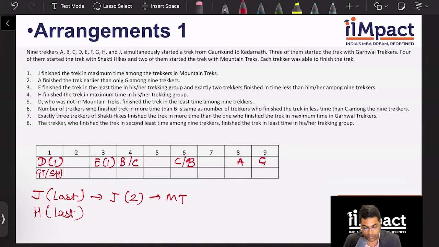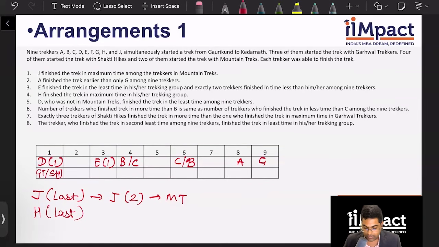Exactly 3 trekkers of Shakti Hike finished the trek in more time than the one who finished the trek in maximum time in Garhwal trekkers. Okay. All right. So Garhwal trekkers had 3 people. Shakti had 4 people. Okay. And what is told to me is that after Garhwal trekkers' last person, 3 people of Shakti finished. Okay. All right.